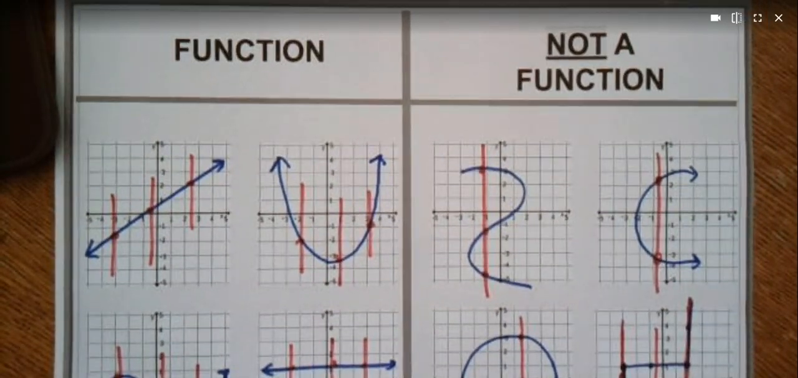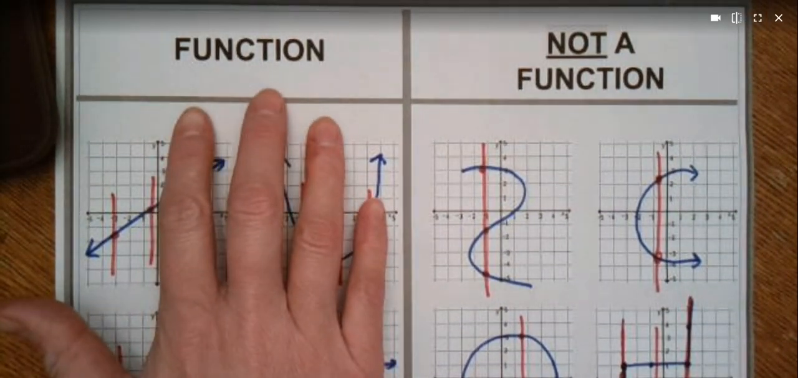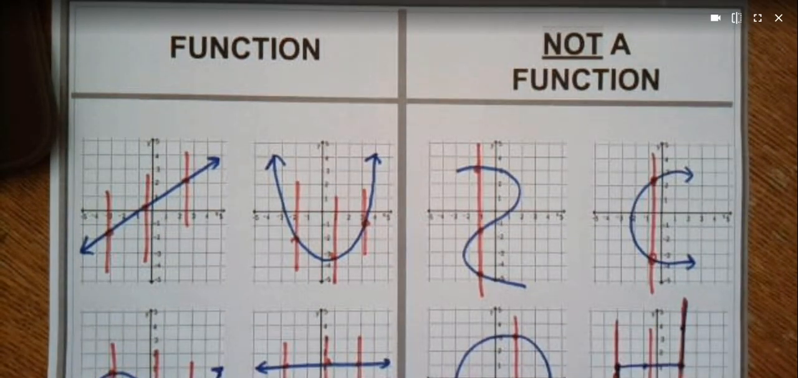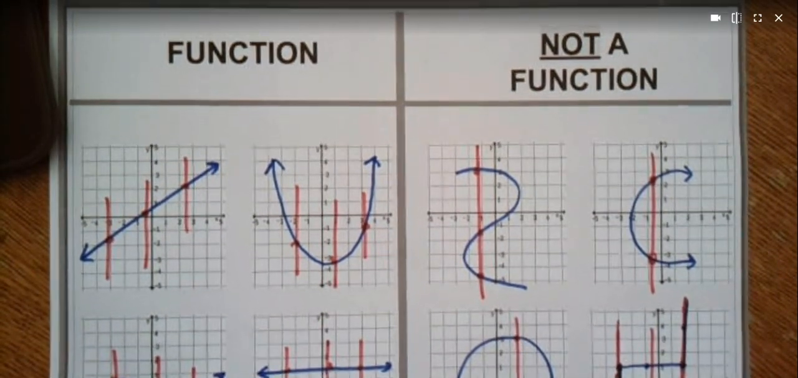But pretty much I need you to understand that to be a function, it has to pass the vertical line test. To be not a function, it won't pass the vertical line test. Okay?